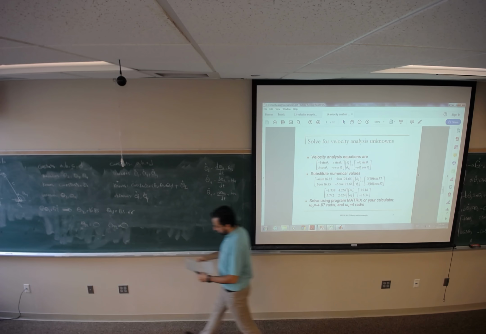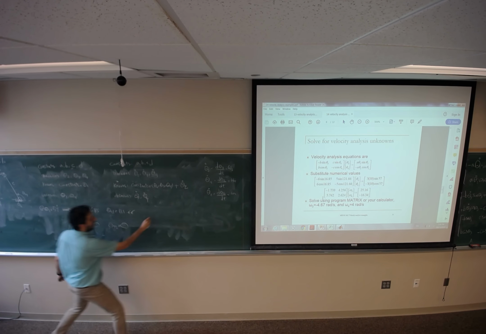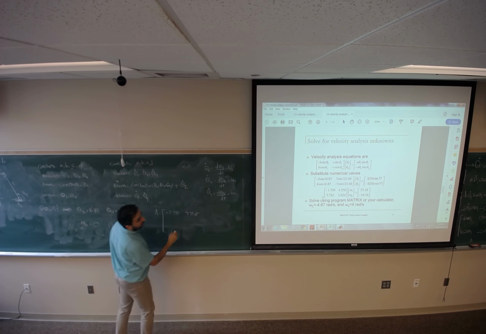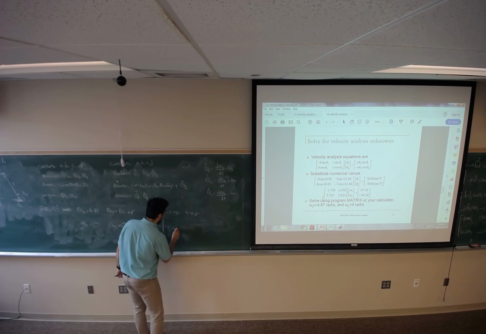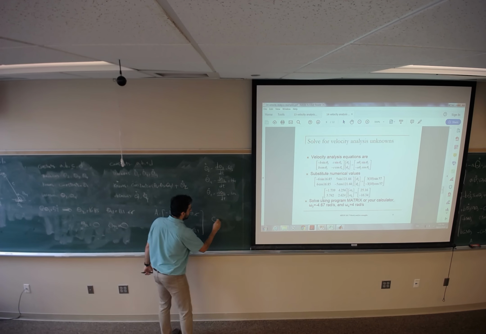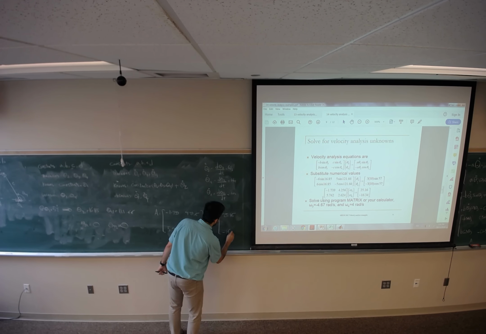How can we find omega 3 and omega 4 in MATLAB? I showed you yesterday, but I'm going to do it again. You just enter matrix A, which was negative 1.739, 4.256, 5.724, 42, and 2.624. And matrix C is 25.16 and negative 16.34.